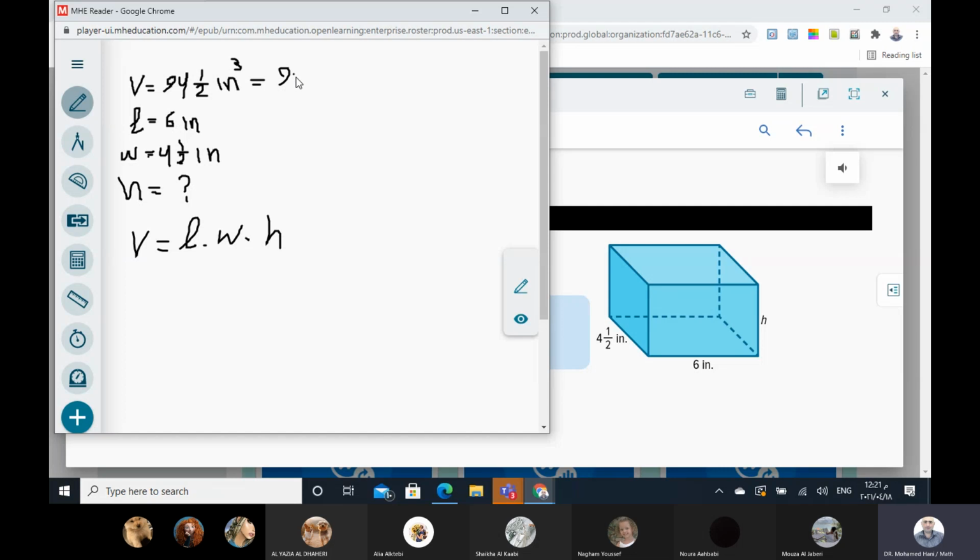We can write it 94.5. So the volume will be 94.5. The length will be six, as you see here, times the width 4.5. We can write it as a decimal, 4.5. And we want to find the value of the height.